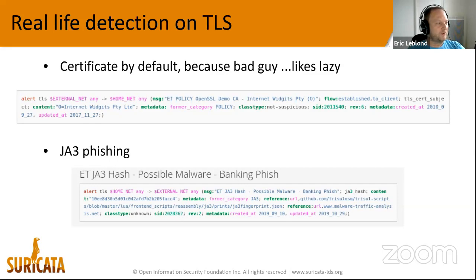Another usage that we can have, and we'll get into detail on JA3 just after that, is JA3 fingerprinting. It allows us to identify a server implementation. In this case, for instance, we've got this signature, JA3 hash for banking phishing, that detects a phishing site based on the implementation that is used.